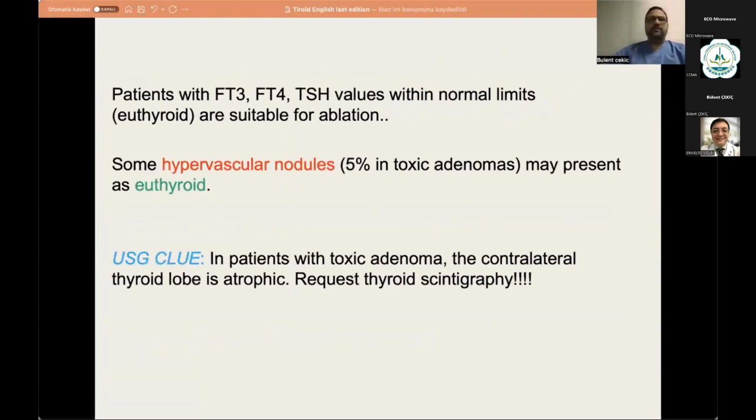The second group is patients whose hormone levels are within normal limits, but in some hypervascular nodules, 5% of toxic adenomas may present as such. In these patients, if we see an atrophic thyroid lobe on the contralateral side in the ultrasound examination, toxic adenoma can be suspected, and in this patient group, we must request a thyroid scintigraphy.